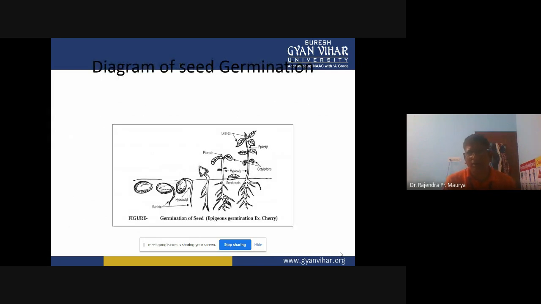So now, diagram of seed germination. In this one, just a couple of slides before, I mentioned that the germination of seed is of two types, epigeal or hypogeal germination. This picture is the example of epigeous or epigeal germination. Example is cherry. So in this you can see, when we sow the seeds, the seed will germinate.